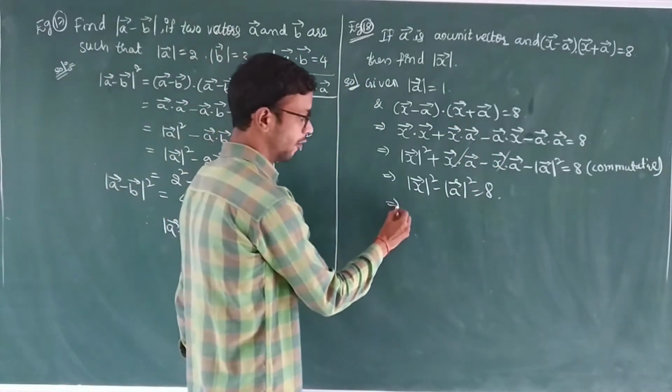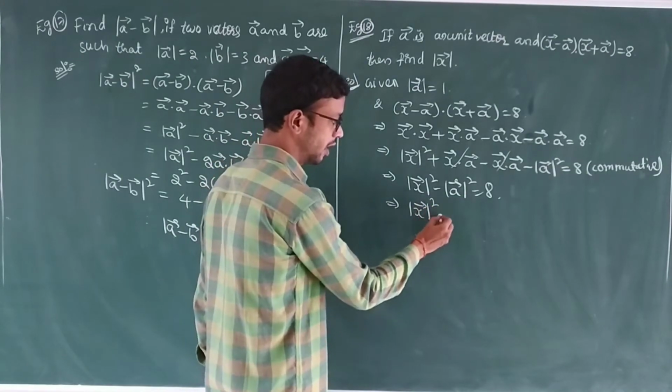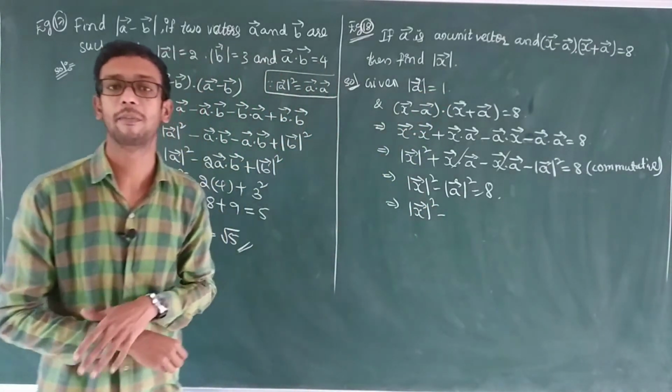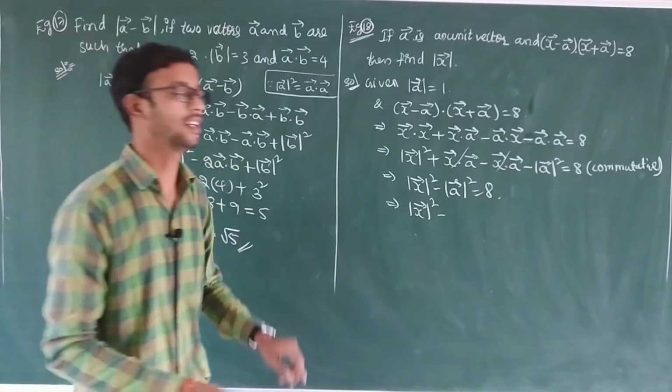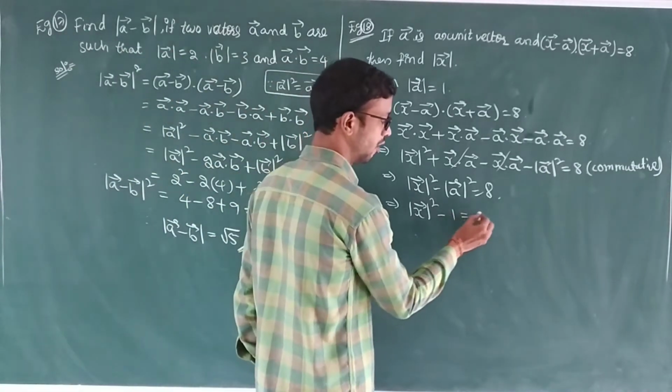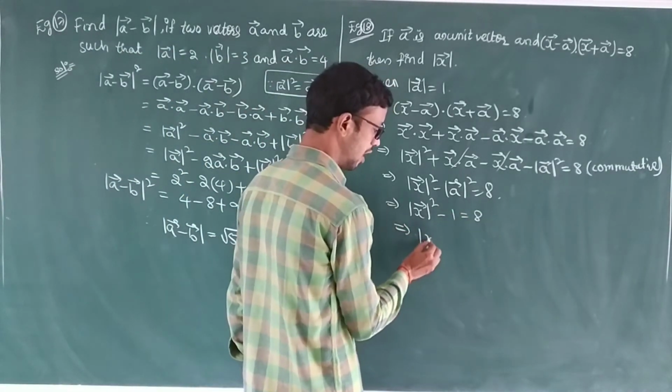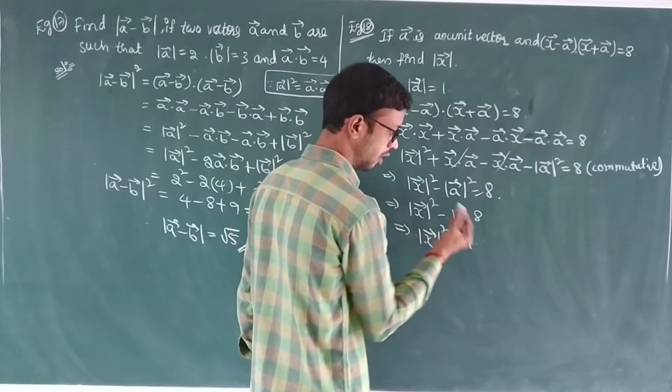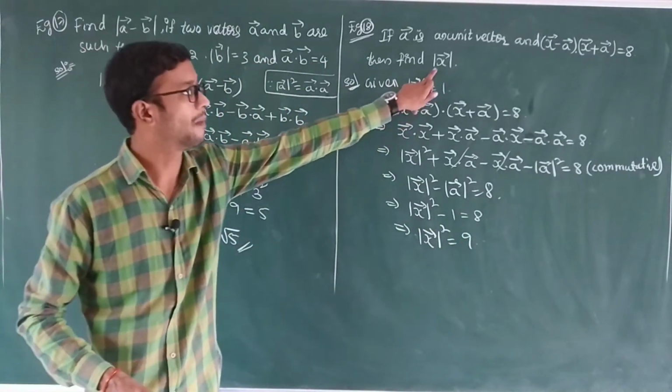So here, what is the magnitude of A bar square? What is the magnitude of A bar? Unit vector, so magnitude is 1. 1 square is 1 only. So magnitude of X bar square is equal to 9. What we need? Magnitude of X.